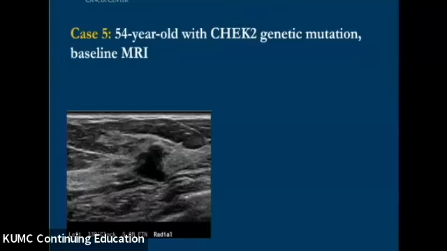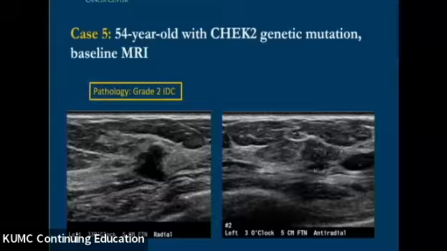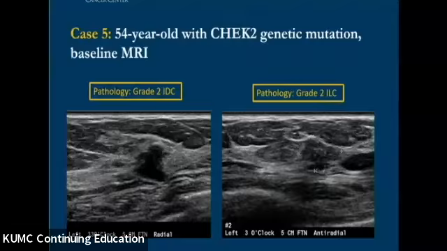We see an irregular mass there at 3:30, and then just a little bit lateral at 3 o'clock, a more heterogeneous mass. Interestingly, the first mass was a grade 2 invasive ductal carcinoma, and right next to it, a little grade 2 invasive lobular carcinoma. So these cancers fit the typical things that we see on both MRI and ultrasound. Just a really nice example for that patient.